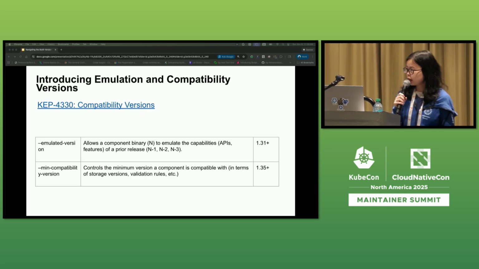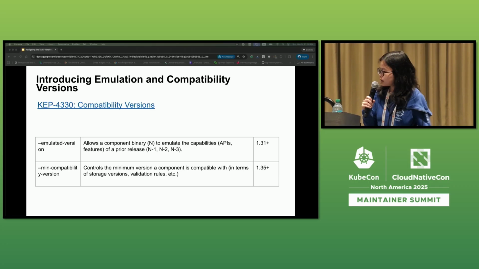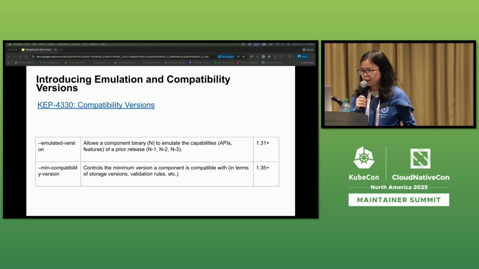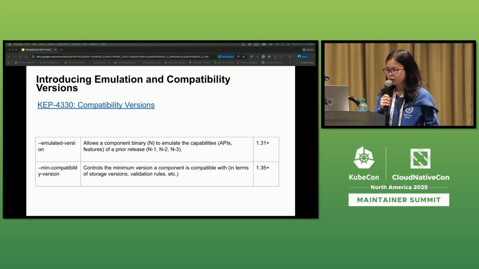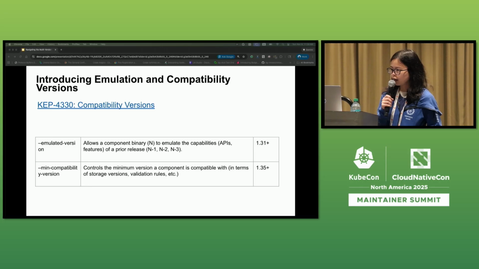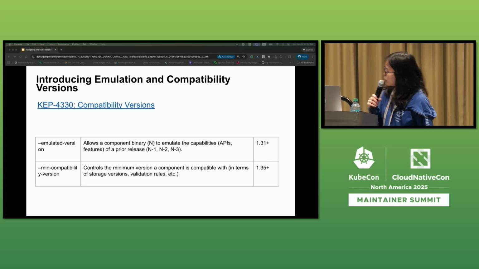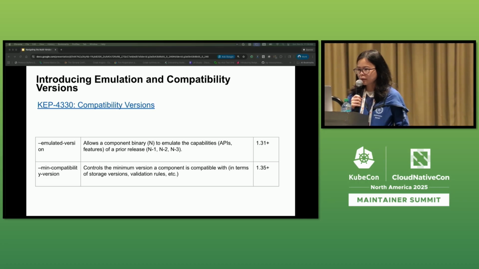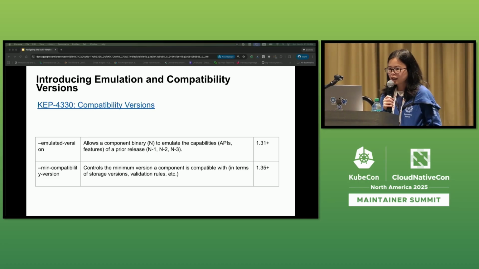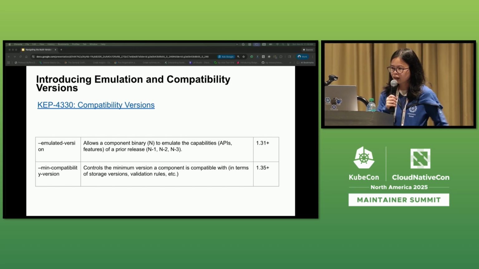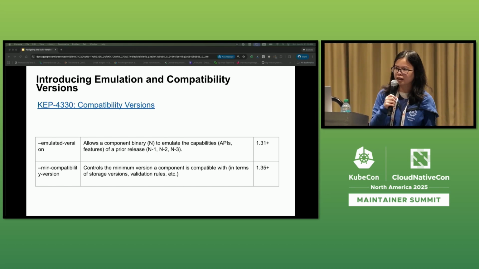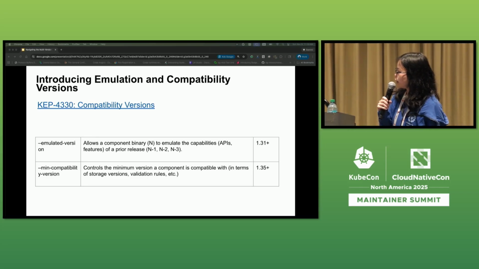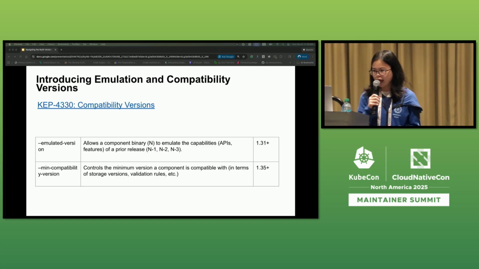So the key improvement we're making is in compatibility versions. In this KEP, we mainly introduce more granular control over the versions when you upgrade your control plane components. This is designed to make the upgrade safer by increasing the number of steps you can do during an upgrade. There are basically two primary flags we have added in this KEP.